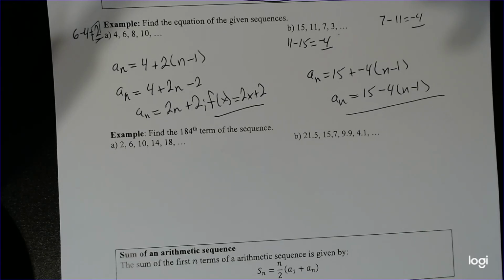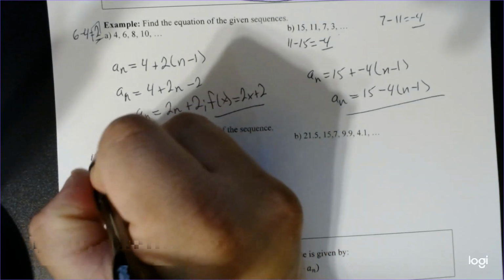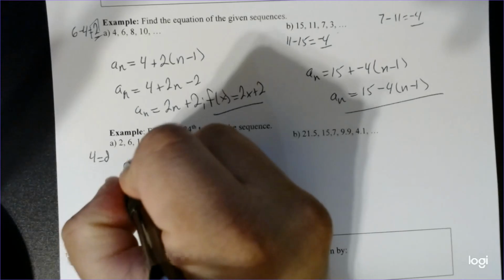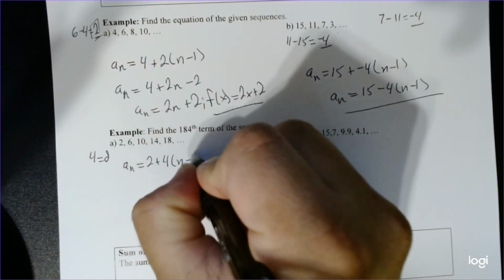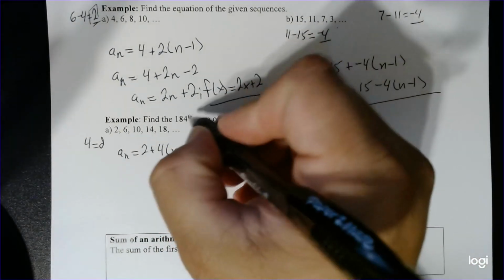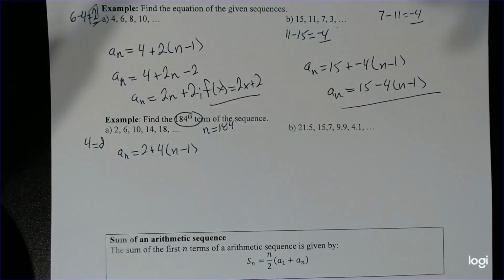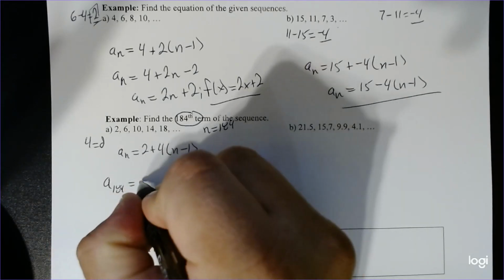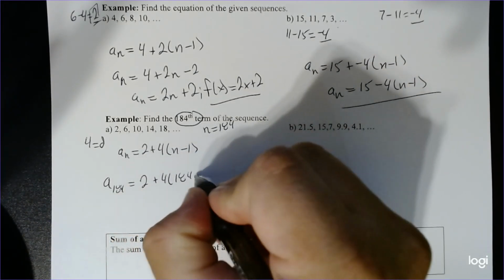So first, we've got to find the actual equation. Again, 6 minus 2 is going to be 4, and same process. A sub n is equal to 2 plus 4 times n minus 1. Now, in this case, since we want the 184th term, that's going to be our n value. So n is the term itself we're looking for. So the 184th term would be 2 plus 4 times 184 minus 1.